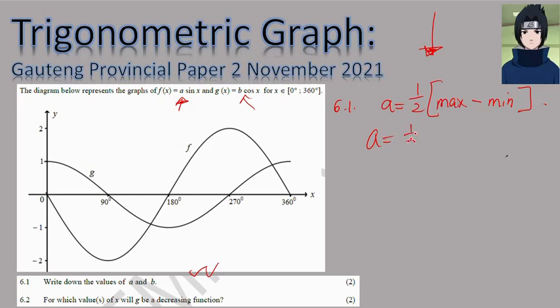Your a is equal to half. What is your maximum value? Your maximum value is here. What is y there? Y there is 2. So I'm going to say 2 minus the lowest value. The lowest value is here. What is the lowest value? That is negative 2.